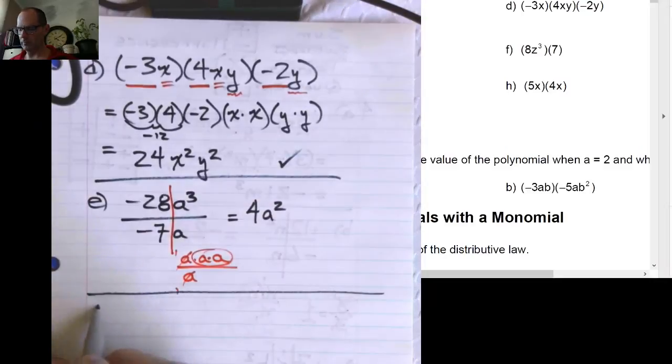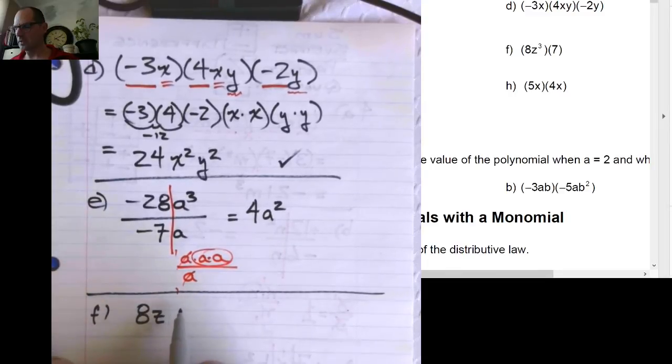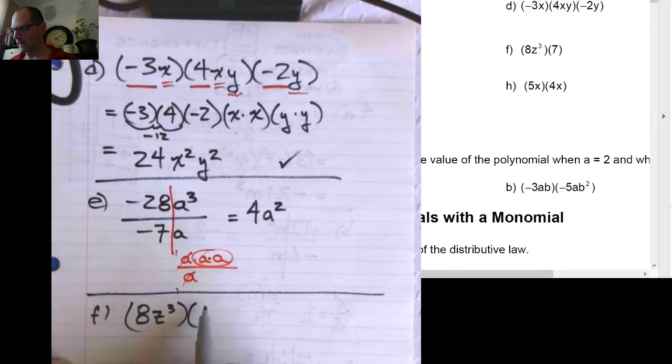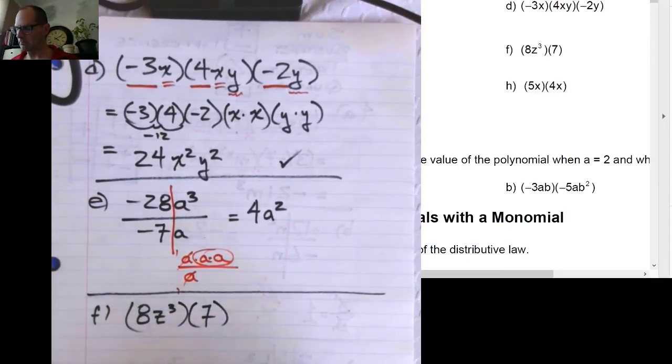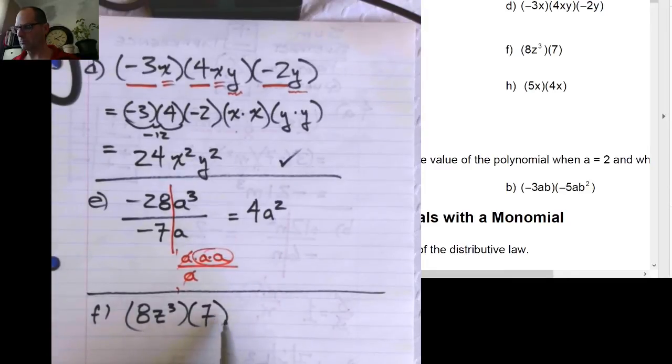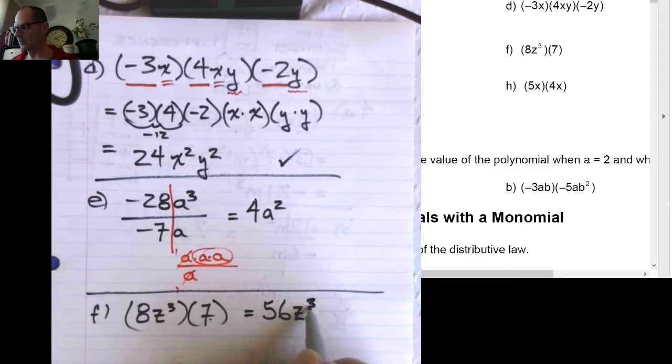That's a pretty straightforward one. F, we can zip through F here pretty darn quick. This is a nice easy one as well. It's just 8z cubed times 7. There's no letter portion to this term inside this bracket over here. So all we need to worry about is multiplying the 7 times 8. So this is easy enough. We can just make this 56z cubed. Done. Okay, very straightforward.